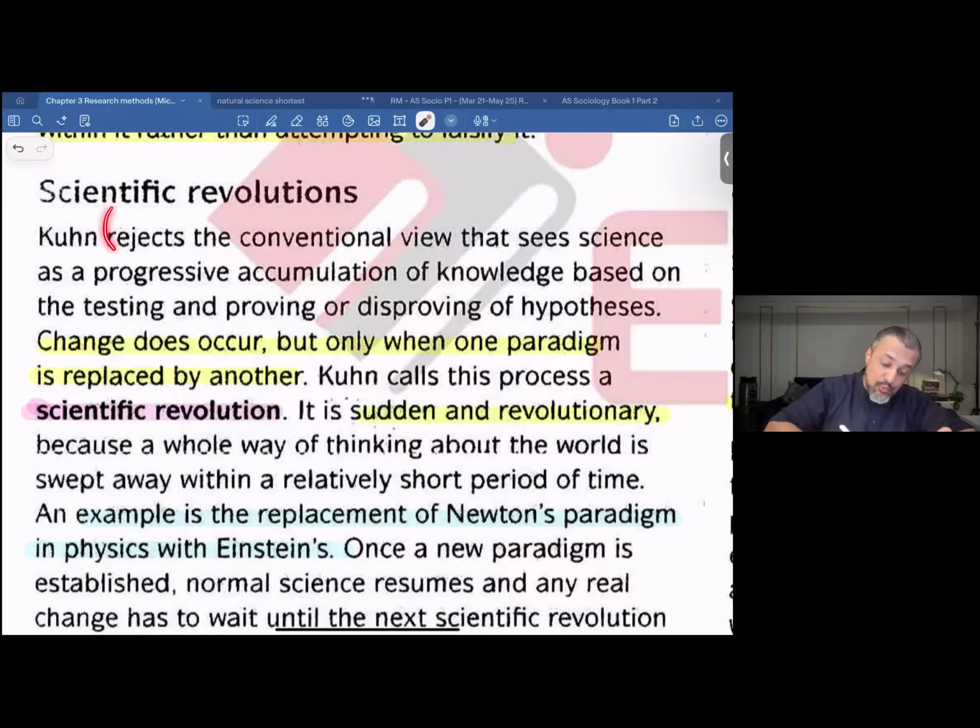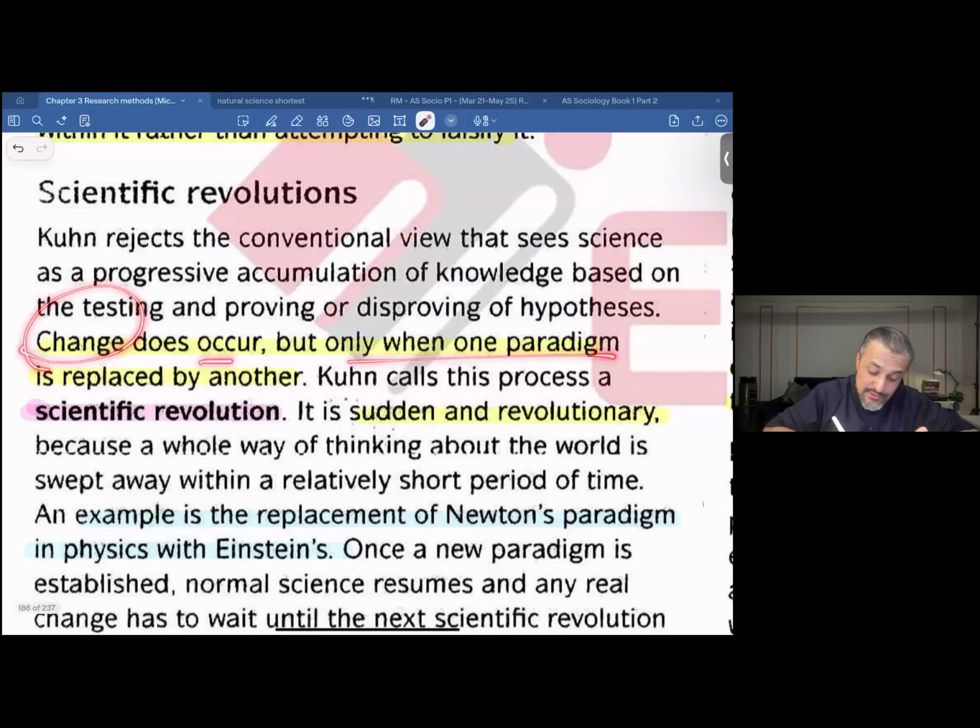Kuhn rejects the conventional view that sees science as a progressive accumulation of knowledge based on the testing and proving or disproving of hypotheses. Change does occur, but only when one paradigm is replaced by another. Bang. Now, what Kuhn is referring to over here is a scientific revolution.